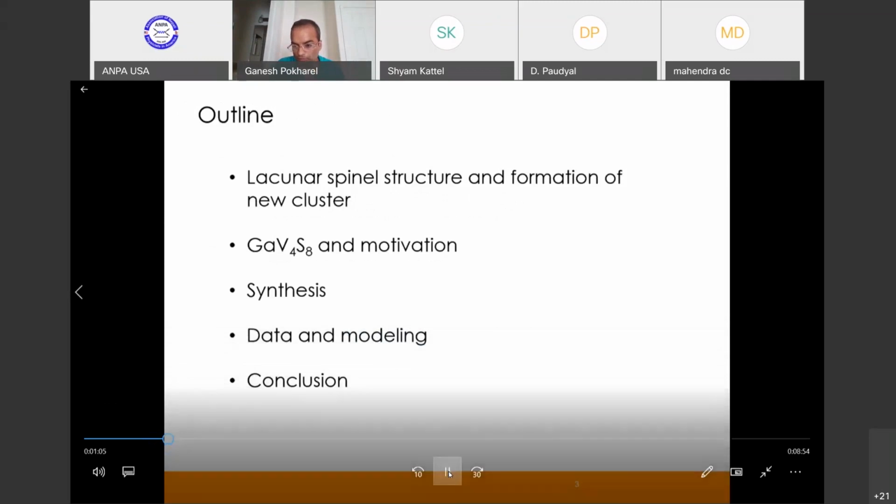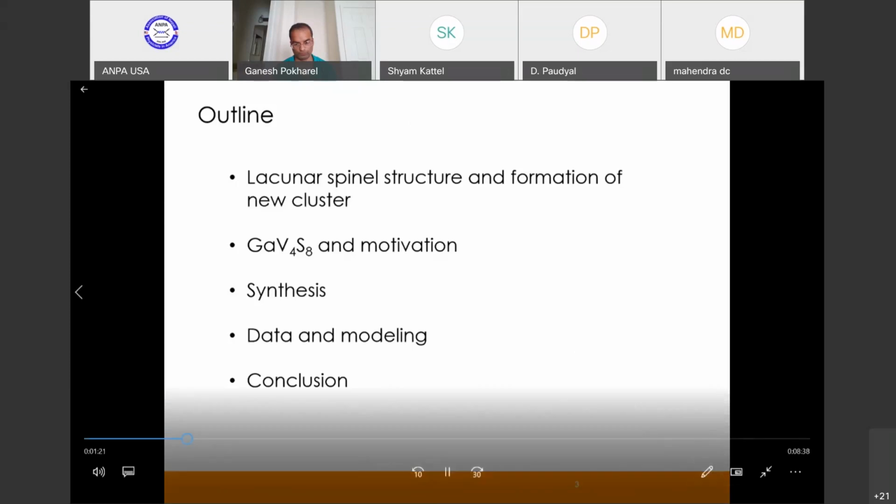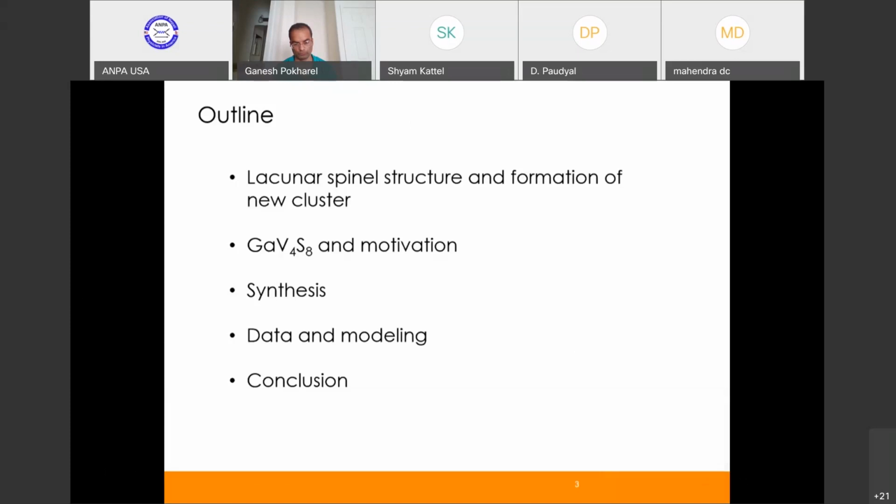Okay, thanks. First, I will briefly talk about the lacunar spinel structure and the formation of new molecular clusters in these materials. Then I will enter into the material which I'm going to present today, that is GaV4S8, and the motivation behind it. I will talk about the synthesis procedure of this material, and then the measurement details and the visualization of data coming from the inelastic neutron scattering measurement. And then finally, I'll conclude with a few concluding remarks.